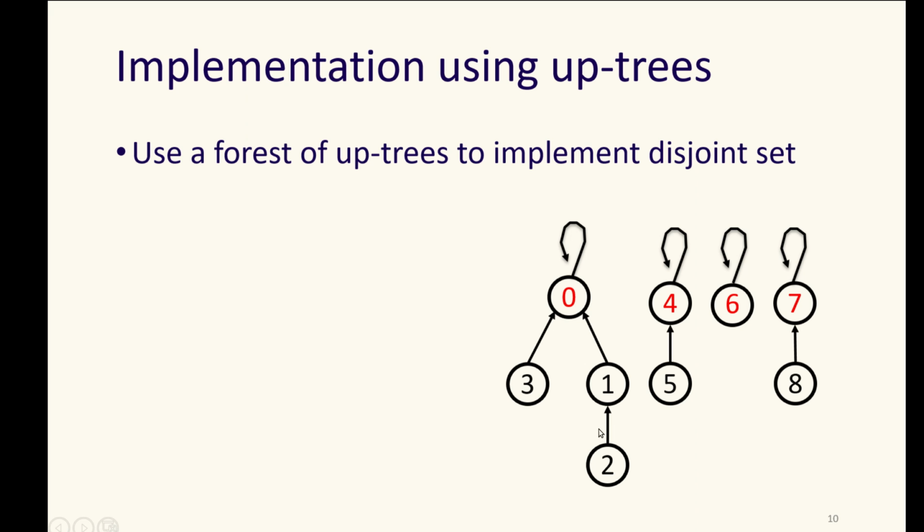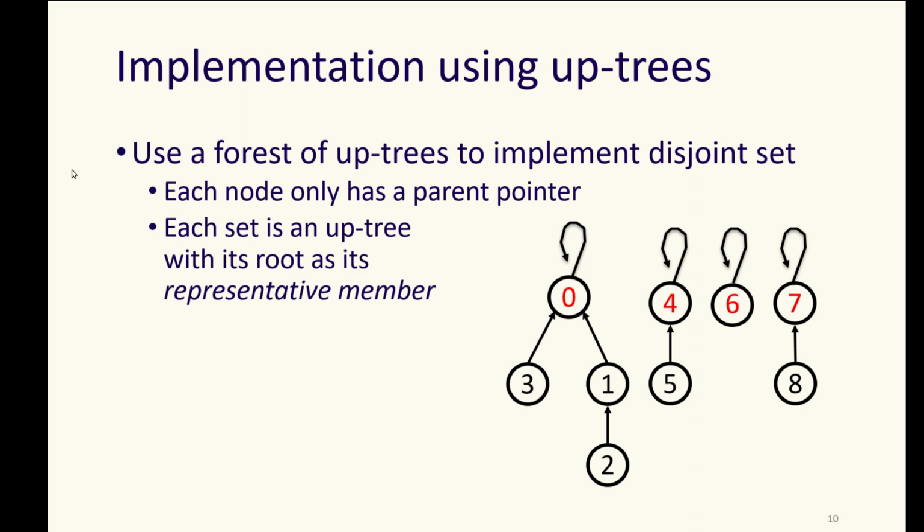And so if I went to look up 2, I would find that it belongs to the 0 set. And if I went to look up 3, I would find it also belongs to the 0 set, and I would know they are connected. But if I looked up 5 and 2, I would find 2 belongs to the 0 set, and 5 belongs to the 4 set. They are not connected. So in these up trees, each node has only a parent pointer. The root has a parent pointer to itself so that we can tell it's the root.